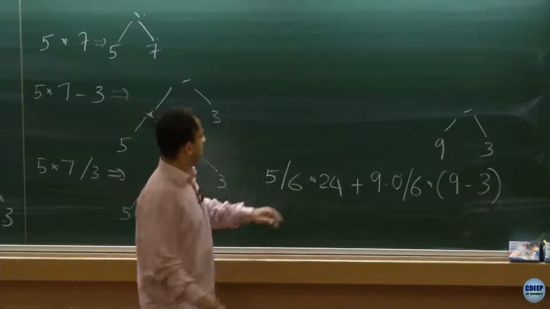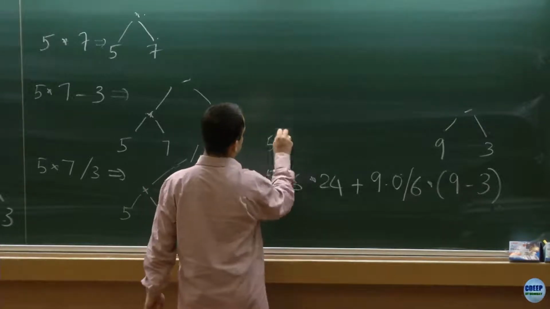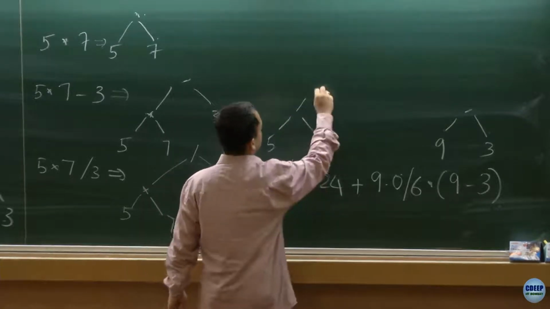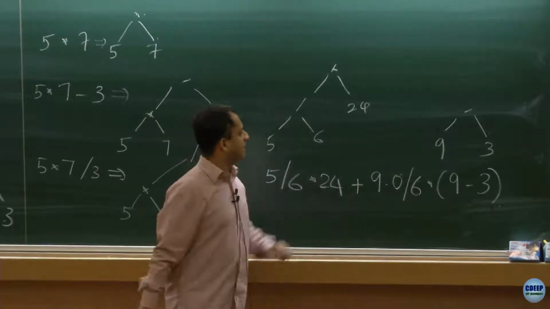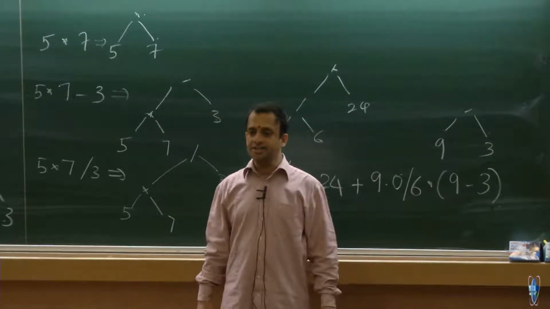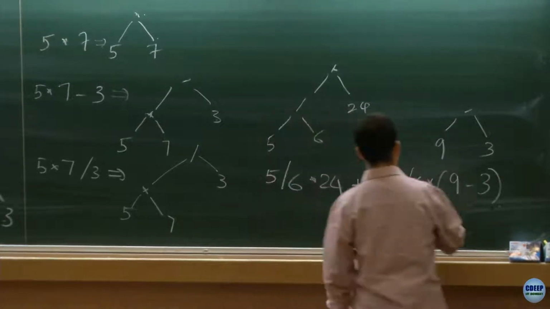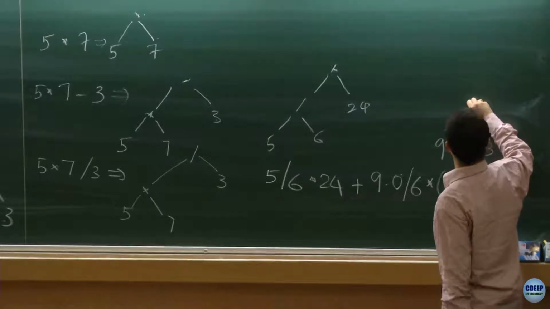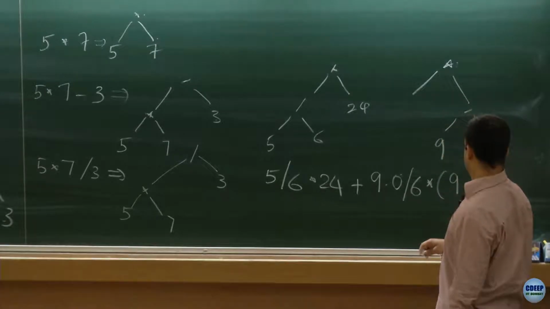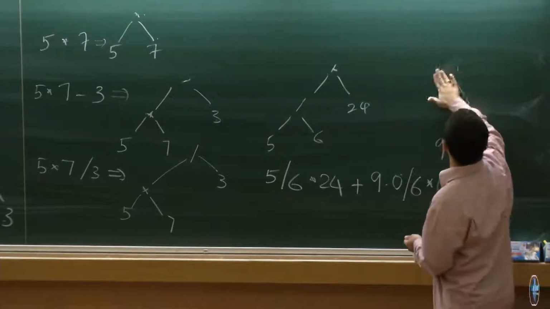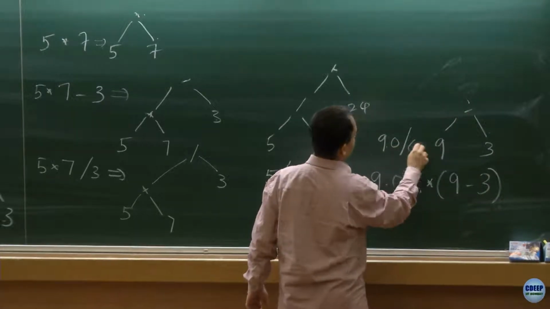Left to right, because you have division and multiplication. So 5 divided by 6, this whole thing into 24, and then you have an addition and a multiplication. What takes precedence? Multiplication. You can't just do left to right. So 9 minus 3, another multiplication. I'm sorry, you'll have to do division followed by multiplication. So it will be the same basically. So 9.0 divided by 6.